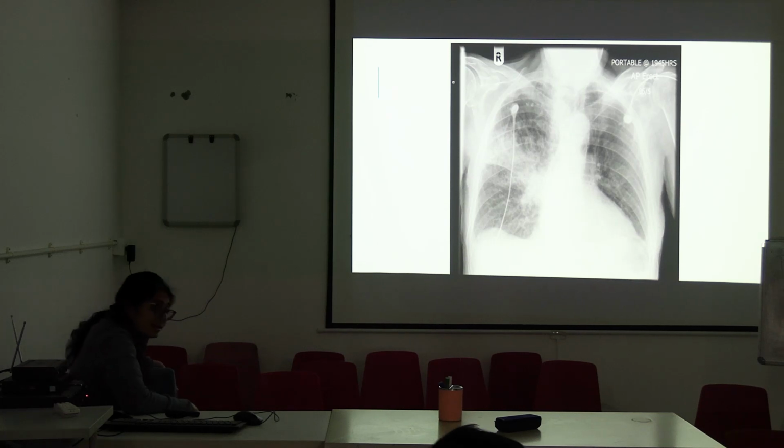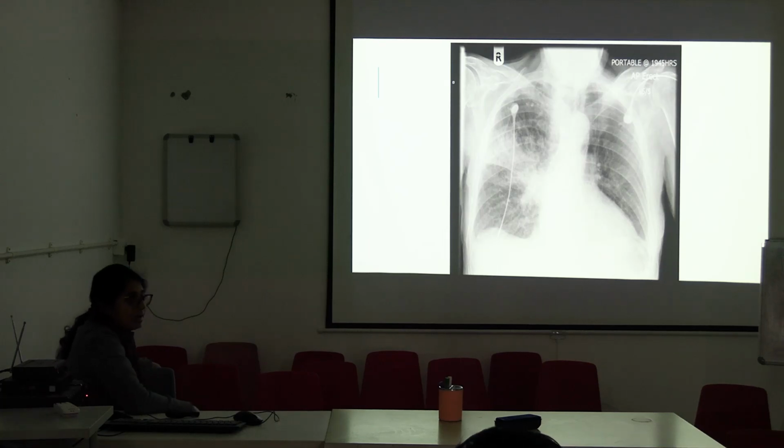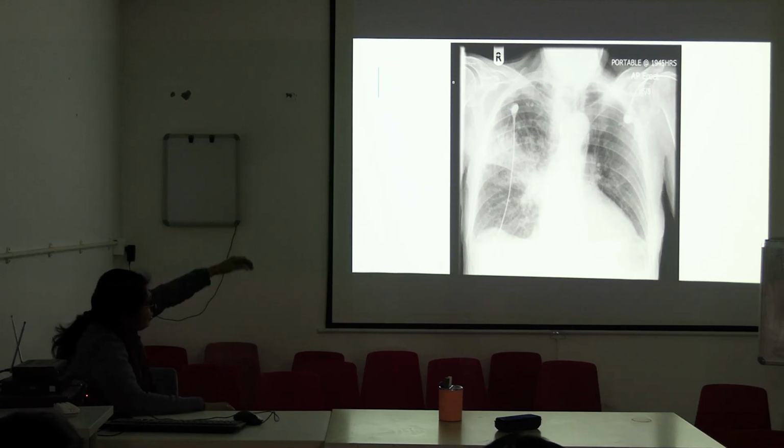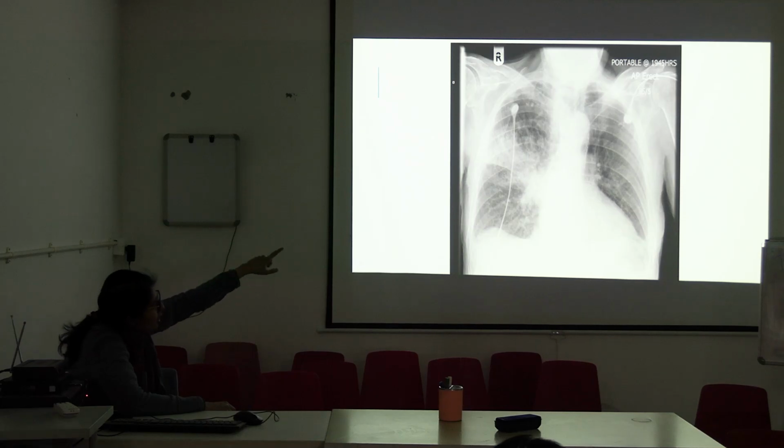The costophrenic angles are clear. It is mainly due to consolidation. Mostly it is the consolidation of the lung. And what is the cause? Pneumonia, lobar pneumonia mostly. Okay. Actually, anatomically, the lower portion of the upper and some amount of the middle lobe is involved.